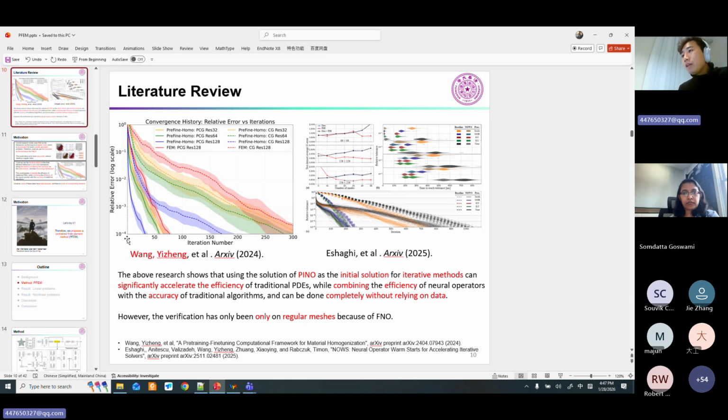So if the relative error is, for example, 10 to the minus 4, or close to 10 to the minus 3, 0.001, I think it is enough for most cases.